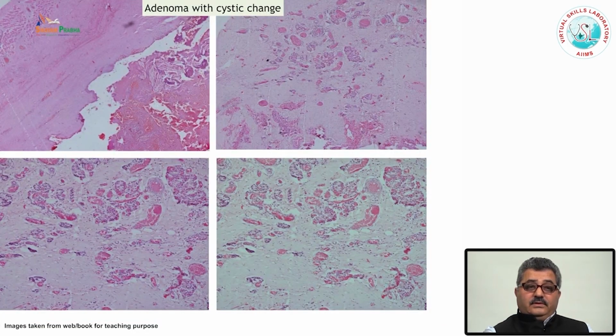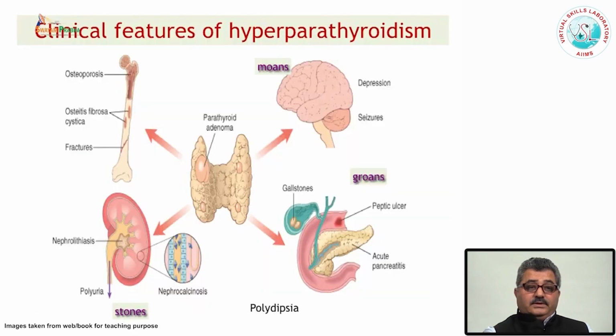This is one example. This is an adenoma with cystic change, and because of the cystic change there are a lot of adhesions, and because of these adhesions, the cells appear as if they are infiltrative, but actually they are not infiltrative. So one has to be very careful with those adenomas where there is cystic change, as it can mimic parathyroid carcinoma.